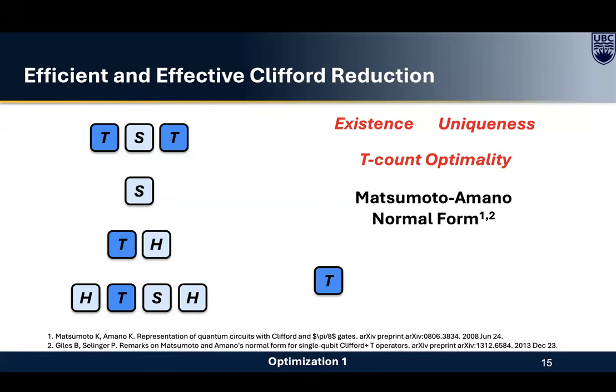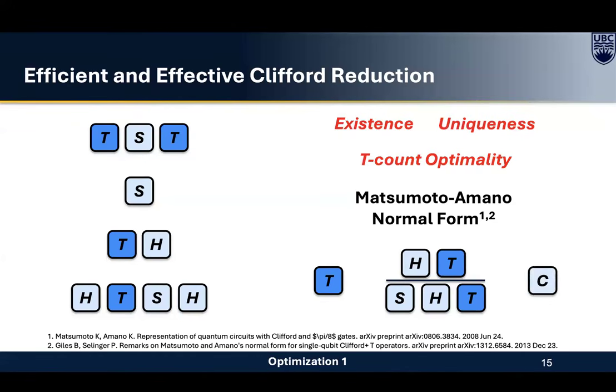So this is the optional leading T. And then after this optional leading T, we can have either the HT sequence or the SHT, and we can have alternating numbers of them. Again, here we can have an arbitrary number of each of those two sequences. And then at the end of the sequence, we have optional Clifford gates. So we can see that it's a very structured form, and it guarantees the three features that we just discussed.